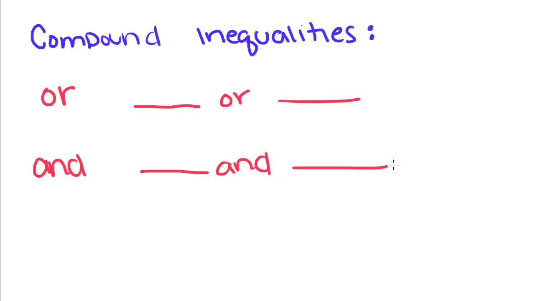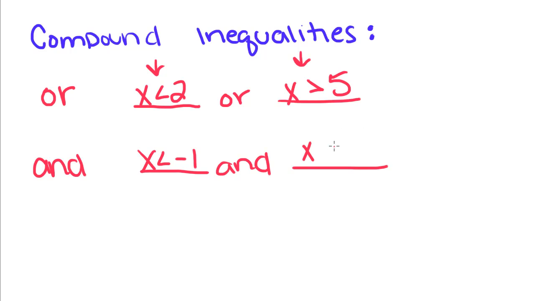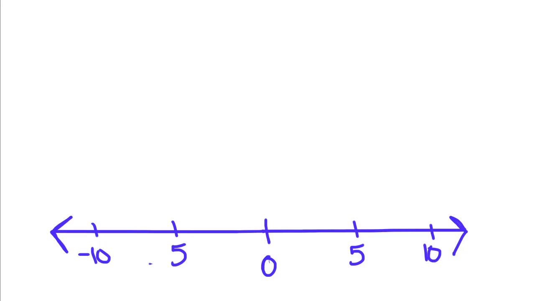Because we're going to have, say, x less than 2 or x greater than 5. So we're going to have to graph each one of these separately. And for this one, we could have x is less than -1 and x is less than 2, which means both of these things have to be true. So we graph "and"s a little bit differently. But the best way to really explain it is to just go ahead and do an example.